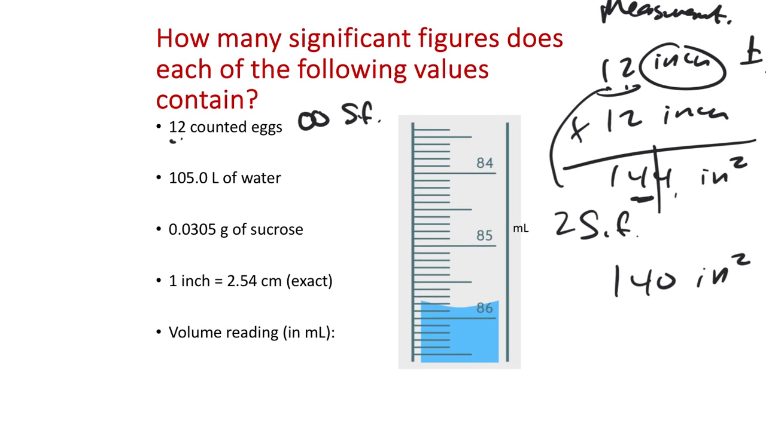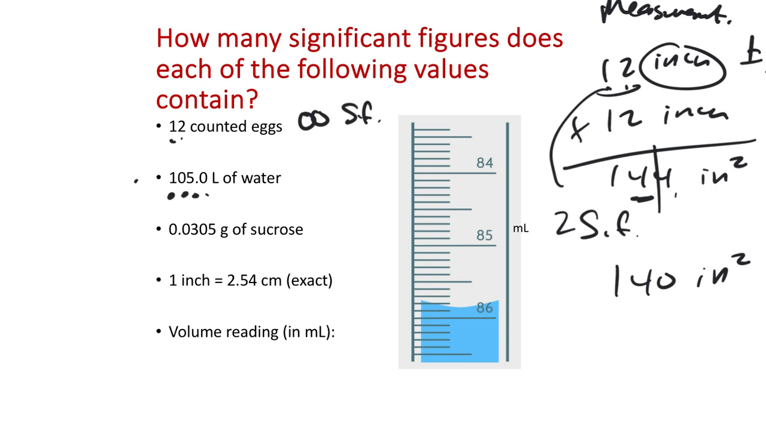So for here, let's just try to count how many digits are significant in the number 105.0 liters. So our next example here, 105.0 liters. When I look at a number, I start to count how many numbers in the value are significant. So 1, 2, 3, 4. You can think of it this way: this is the most significant number, this is the next most, the 5 is the third most significant digit.